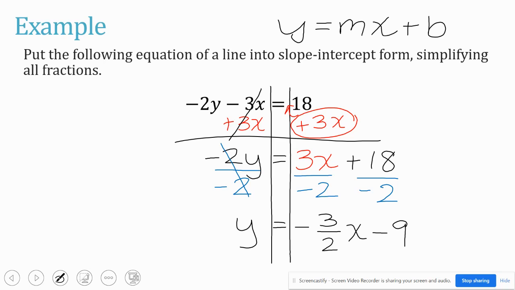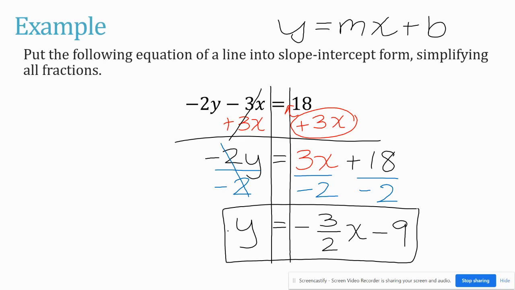Now we can see the slope, which is negative 3 over 2, and our y-intercept is negative 9. That's exactly what we wanted. The y is isolated, it's all by itself. So that's how we translate these into slope-intercept form.